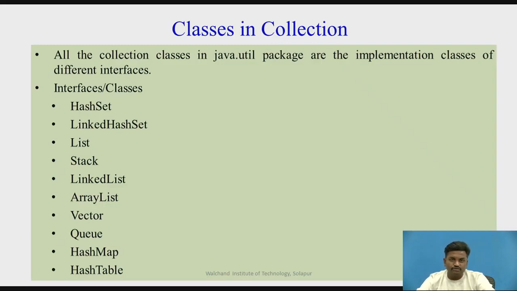So in case of Java, all your classes related to collections are present inside a package called java.util. So all your collection classes are present over here. What are the different collection classes? In collection classes, we have interfaces as well as classes associated in Java. These are the list: HashSet, LinkedHashSet, List, Stack, LinkedList, ArrayList, Vector, Queue, HashMap, and Hashtable. I'll tell you specifically which is an interface and which is a class.